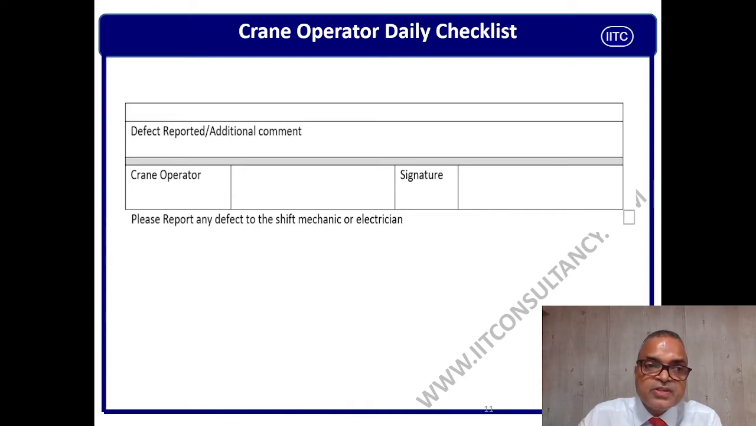And then you need to put your name, you need to put your sign. This is not to catch you, this is to make a system so that we can find out who has done the last check. And please report any defect to the ship, to mechanics or electrician or the mechanical person, so that appropriate actions can be done. And after taking appropriate action, you can take the crane for operation. And before operation, after maintenance, you must do the checks again.